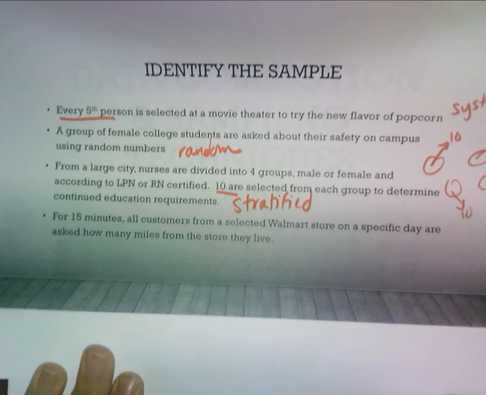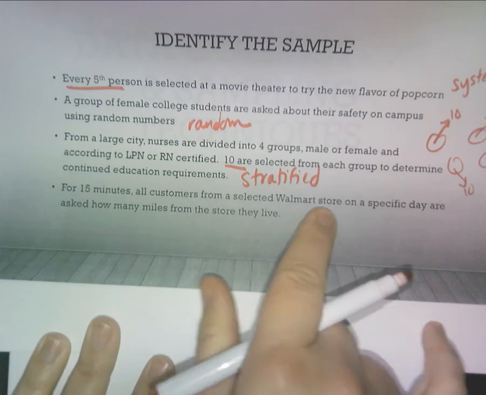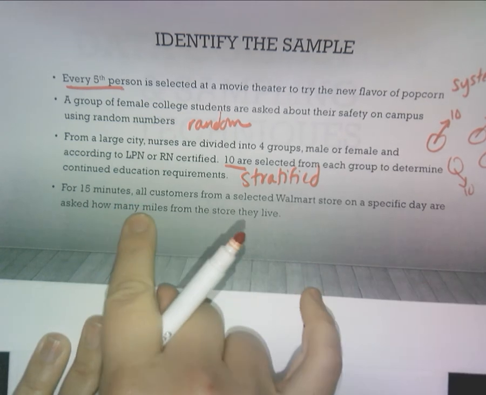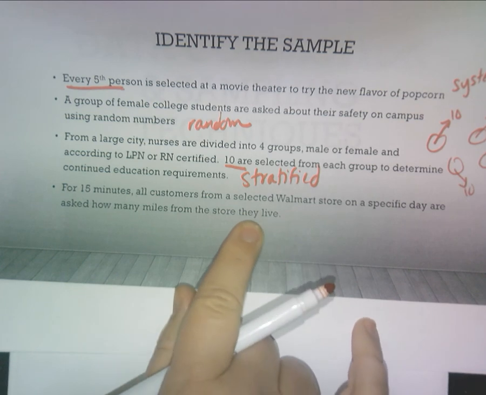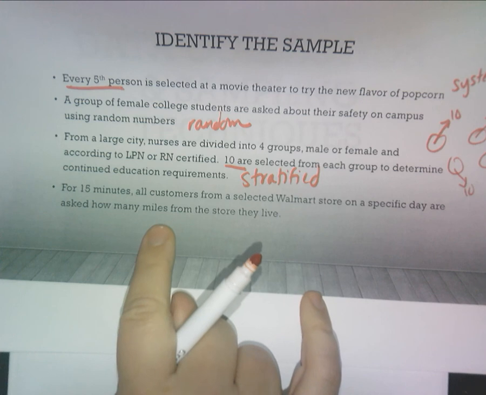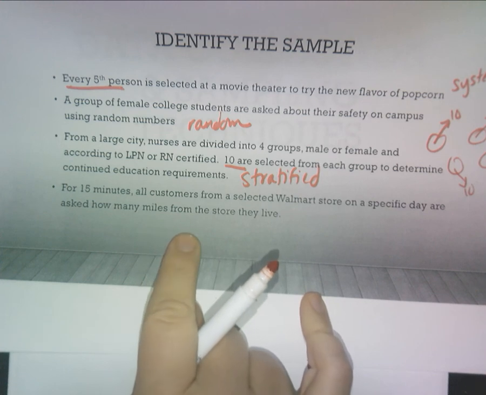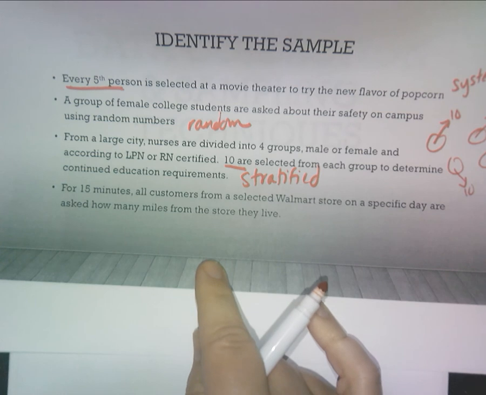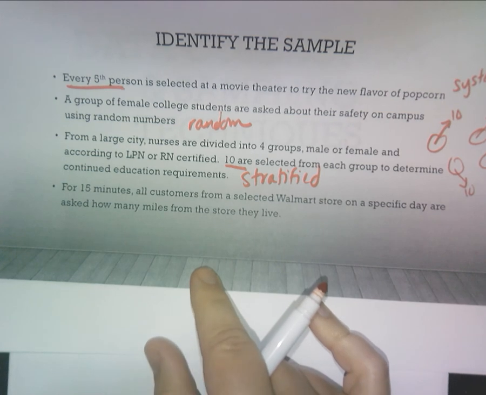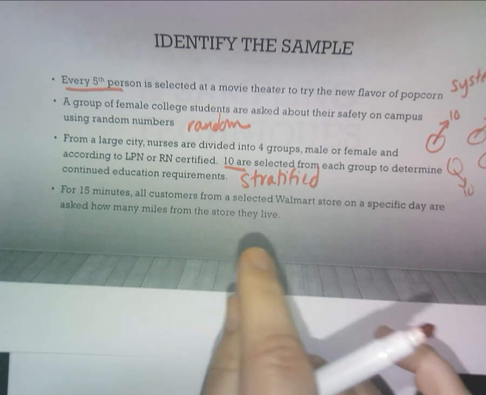As opposed to cluster, which is this one: for 15 minutes, all the customers from a selected Walmart store on a specific day are asked about how many miles from the store they live. We've gone into debate on this one, and I kind of gave it to the students. What do you think this one would be? I think Will said cluster, but then I had other people kind of fight me on it, saying isn't that convenient because you're at your Walmart? And I'm like, I don't agree with that. The thing is, they use that word all, so the book says cluster, but I wouldn't fight you on that. I would probably say convenient also.